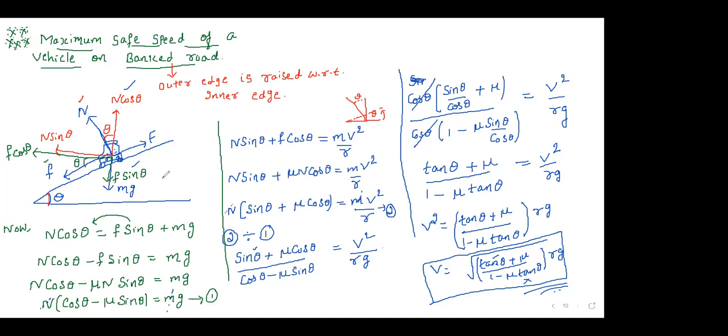If the centripetal force is not balancing these two, then the body will skid and the body will bend towards the center. It will fall inside the center. To balance that, there is one force which is acting towards the center of the motion, that is called the centripetal force. So that centripetal force should balance with these two, f cos theta and n sin theta. Got it? Yes. Any doubts, students?